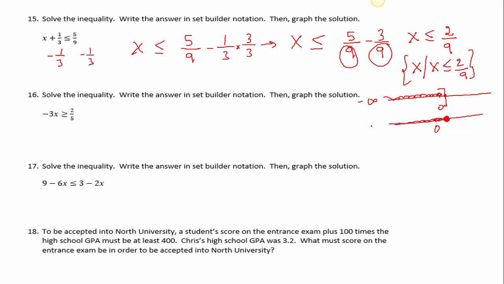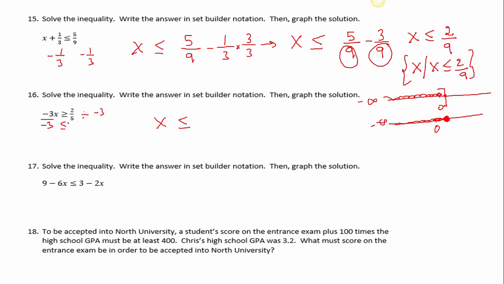Solve the inequality, write the answer in set builder notation, then graph the solution. So here we have negative 3x greater than or equal to 2/5. We need to divide both sides by negative 3. But when you divide by a negative number, you must flip the symbol. So it becomes like that. Negative 3 divided by negative 3 will cancel. x is less than or equal.